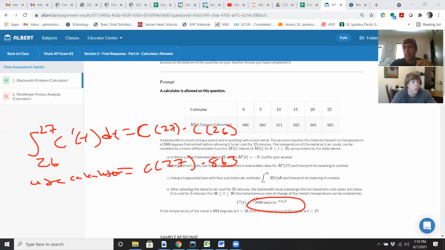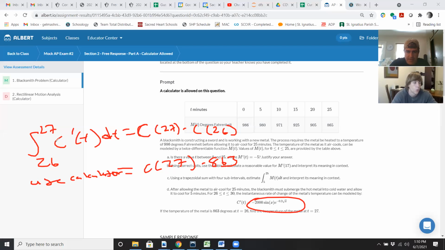So you have this one here. Don't do that by hand, please. So alpha window, fn int, 26, 27, negative 2000 sine x times e to the negative 0.2 root x. Yeah, so I get about negative 670.59, which is of course in degrees Fahrenheit.